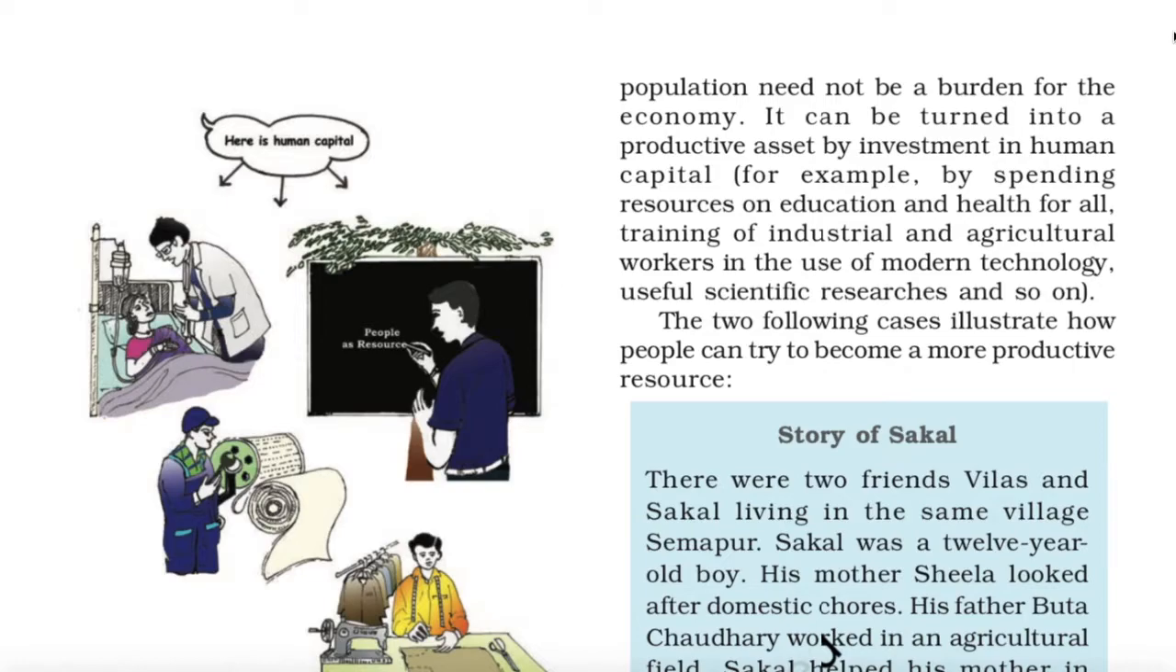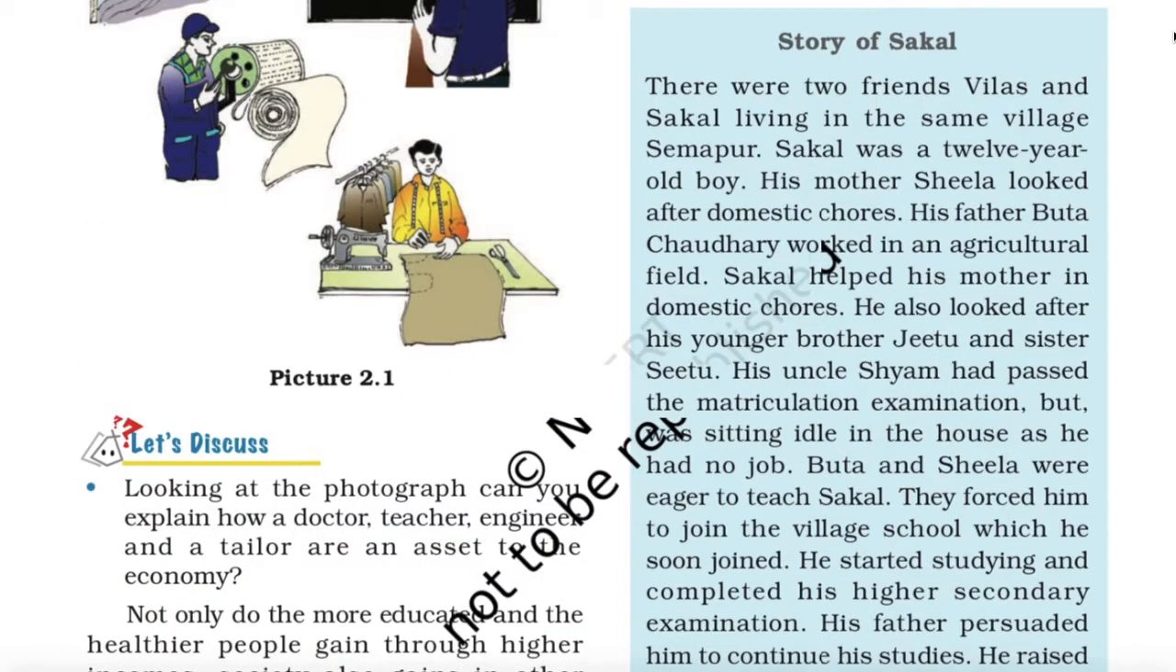The two following cases illustrate how people can try to become a more productive resource. Story of Sakal. There were two friends, Vilas and Sakal, living in the same village, Simapur. Sakal was a 12-year-old boy. His mother, Sheila, looked after domestic chores. His father, Bhuta Chaudhary, worked in an agricultural field.